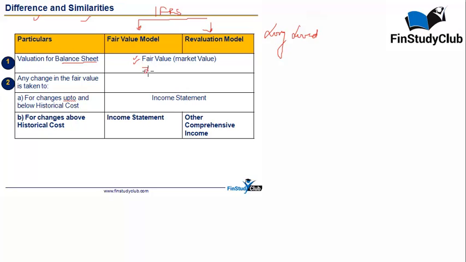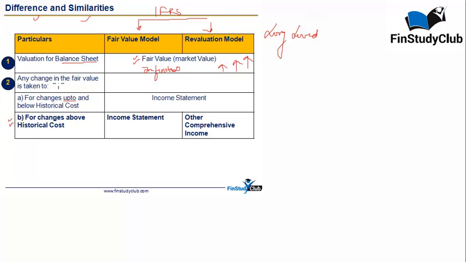Also, I would like to tell that this value can go as high as an infinite value. There is no limit on the upward revaluation, so to speak. So there's absolutely similarity between the two. The only difference is in the second point, that too in the second part.